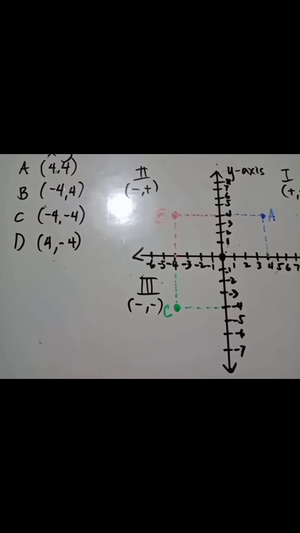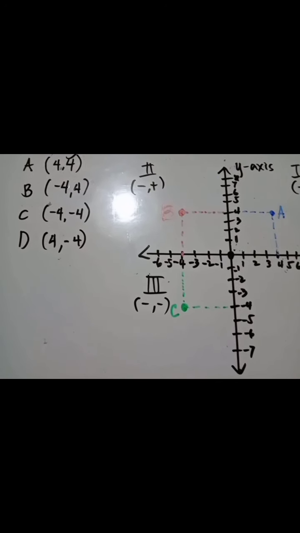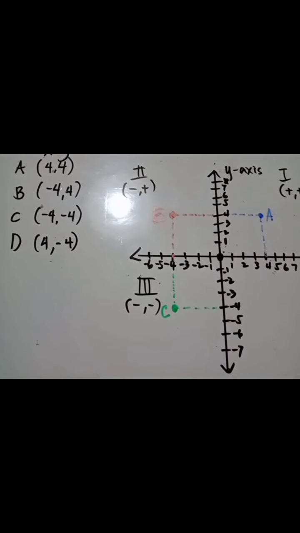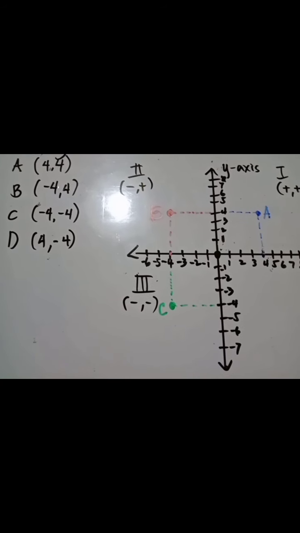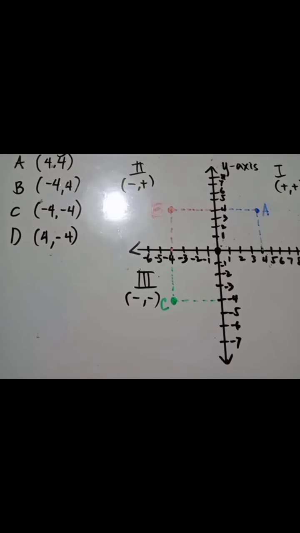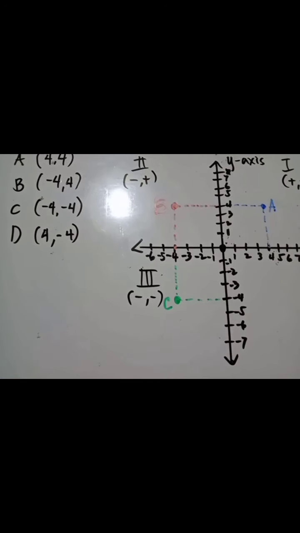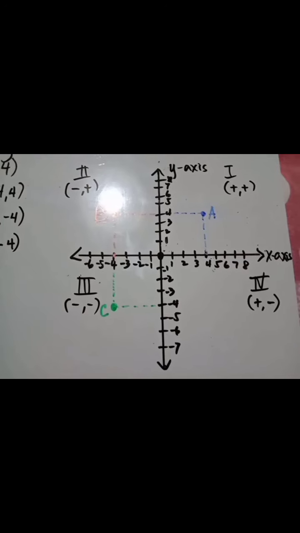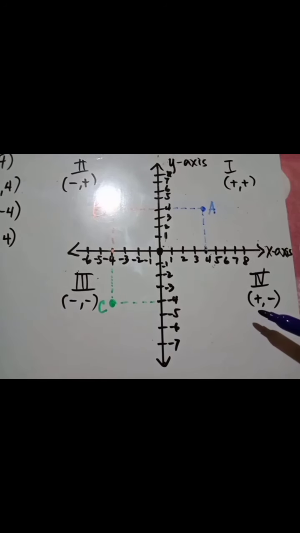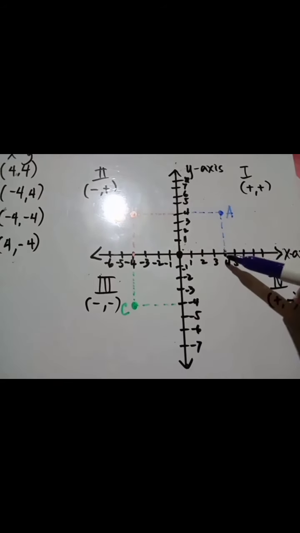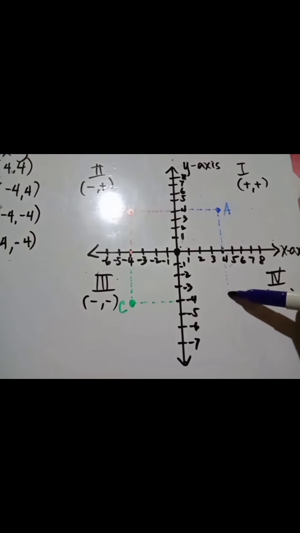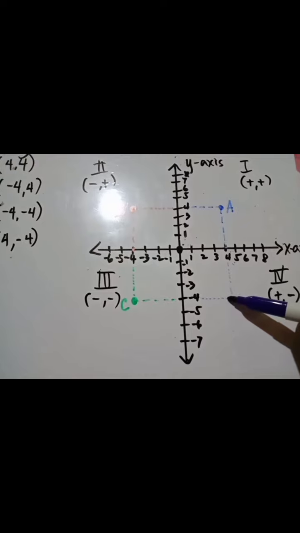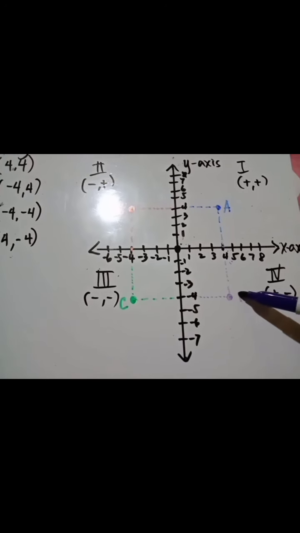And then, lastly, you have D. D is 4 and negative 4, which is a positive and a negative. Where can we locate that? Very good. That is on the fourth quadrant, a positive and a negative. So, positive 4 and then negative 4. The point of intersection is D.